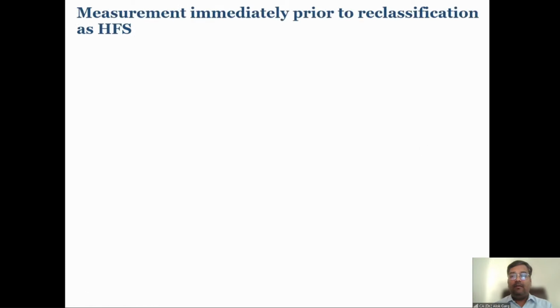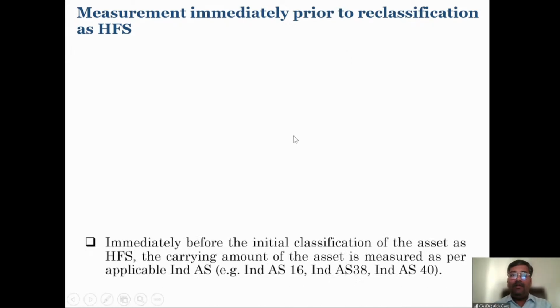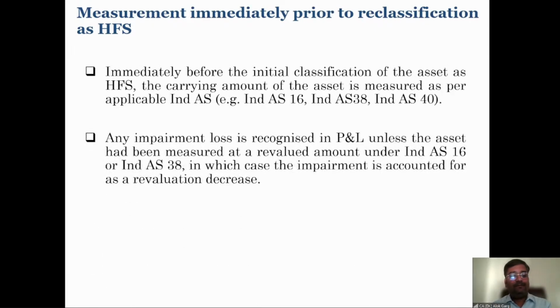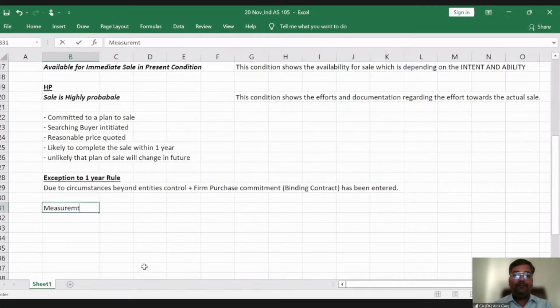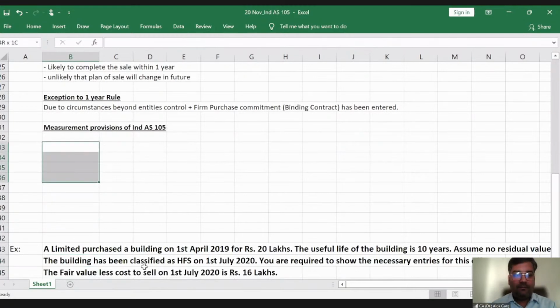Yeah. So let's now discuss the measurement criteria, the measurement part, right? What is the measurement criteria? Let me go to my Excel file, and now we will be discussing the measurement provisions of Ind AS 105.